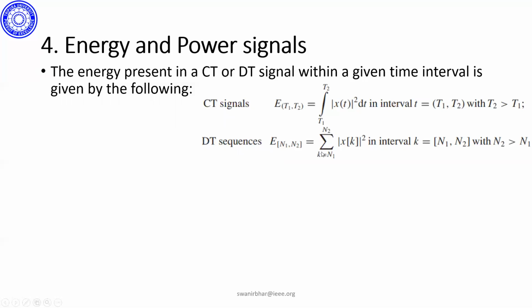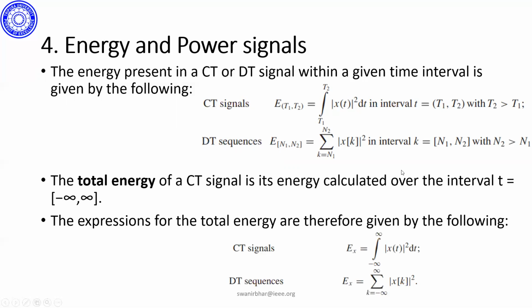For discrete time, it is the same thing. Instead of integration, you have a summation, and instead of T1 and T2, you have N1 and N2, where N2 is greater than N1, just like T2 is greater than T1. These are the discrete times. So the total energy for this continuous time signal is normally over minus infinity to plus infinity.